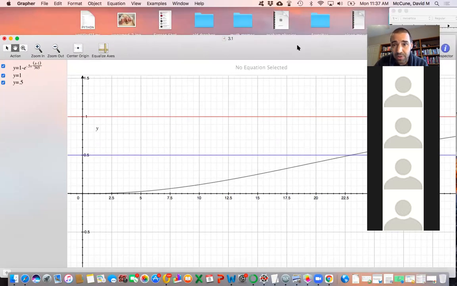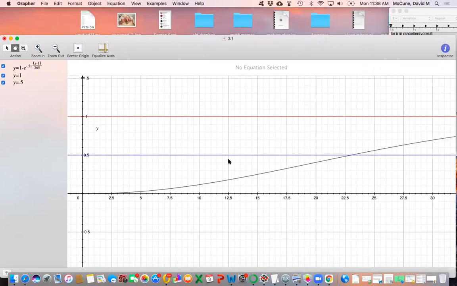This picture here, the blue line is 50%, the red line is 100%. This black curve is that formula in terms of n: 1 minus 365 factorial divided by (365 minus n) factorial over 365 to the n. That's what this black curve is. It's filled in the gaps in between the integers.